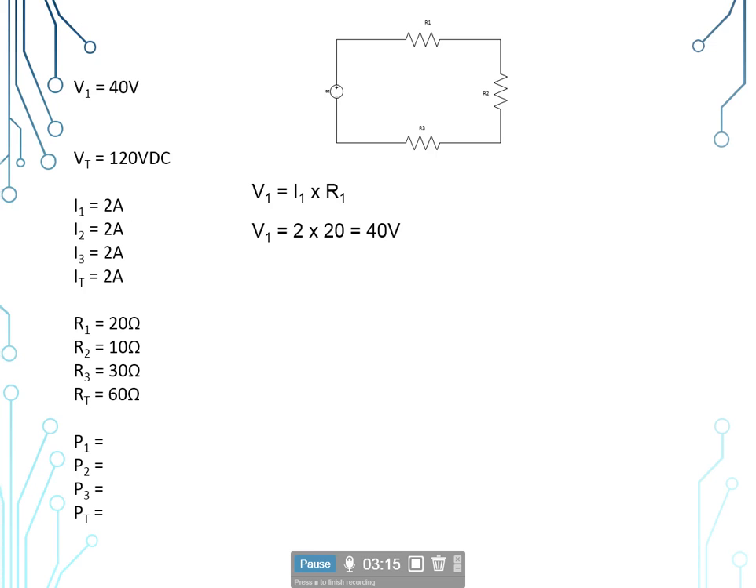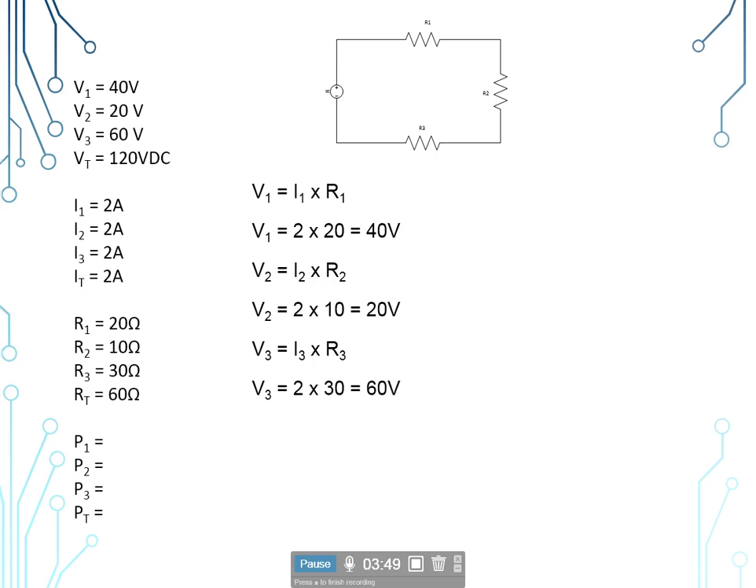And so we're going to take our I sub 1 of 2 amps times our R sub 1 of 20 ohms to get a 40 volt drop on that first load. Our second load will be V sub 2 is equal to I sub 2 times R sub 2. So I sub 2 is 2 amps, R sub 2 is 10 ohms, giving us a 20 volt drop. V sub 3 is equal to I sub 3 times R sub 3. I sub 3 of 2 amps times R sub 3 of 30 ohms, giving us a 60 volt drop.